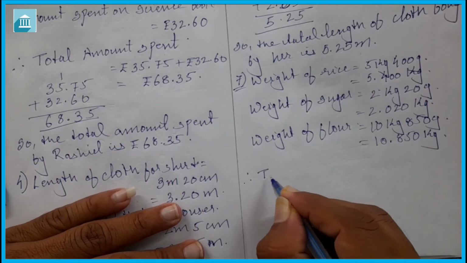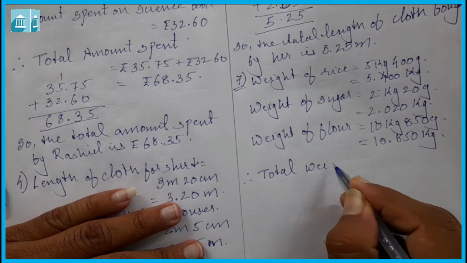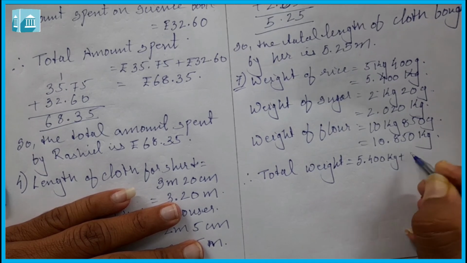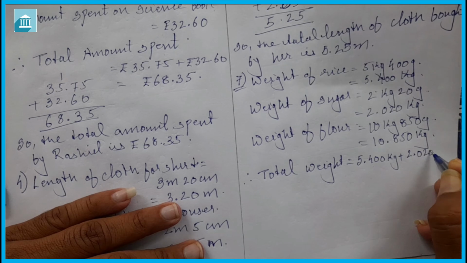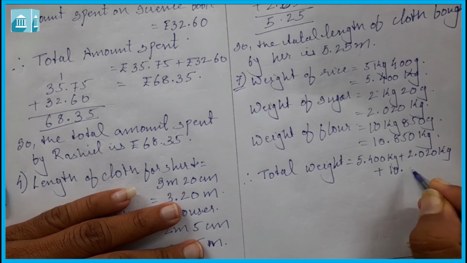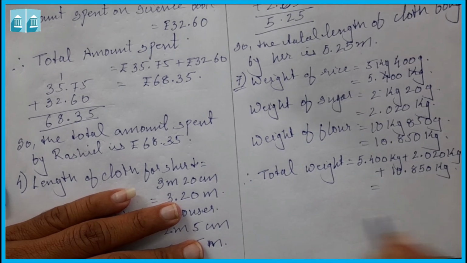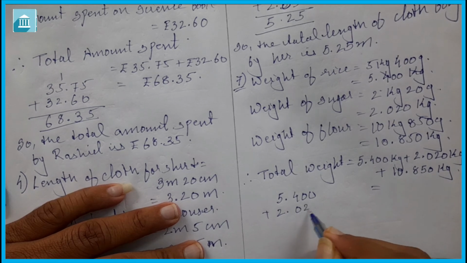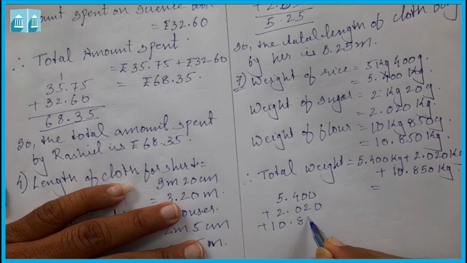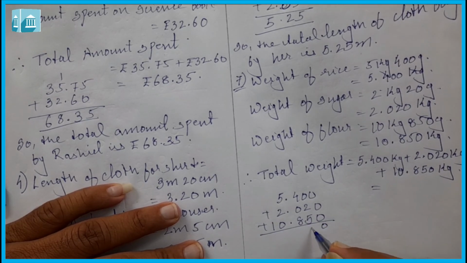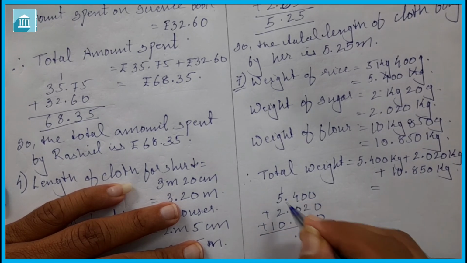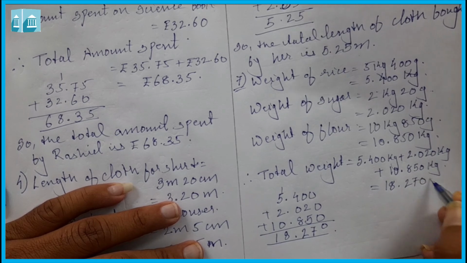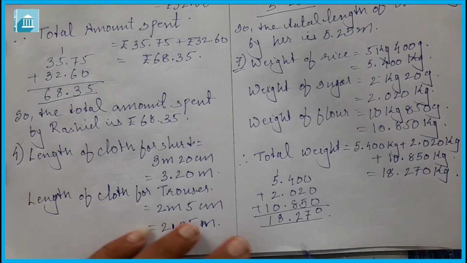So therefore total weight is equal to 5.400 kg plus 2.020 kg plus 10.850 kg, which is equal to, now here we can add it, 5.400 plus 2.020 plus 10.850. 0 here, 7, 4 plus 8 is 12, 5 plus 1, 6 plus 2, 8 and 1, so which is equal to 18.270 kg.